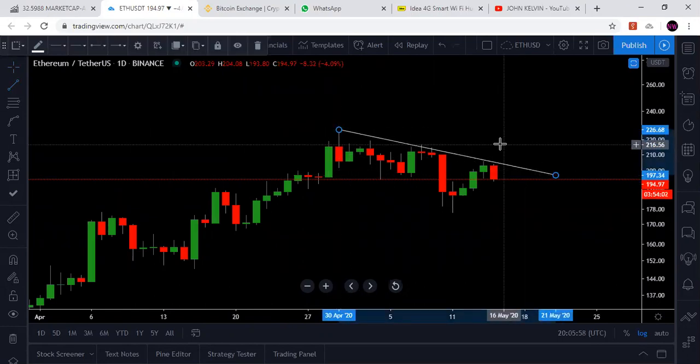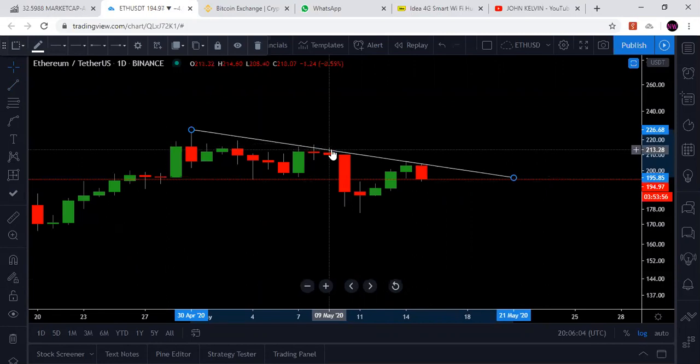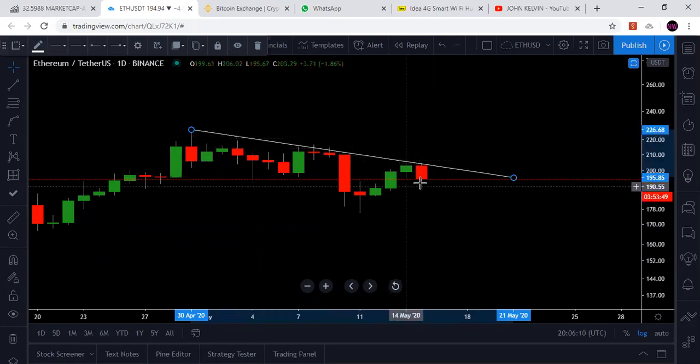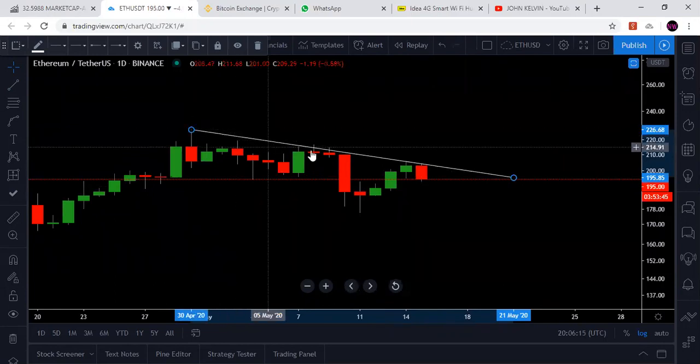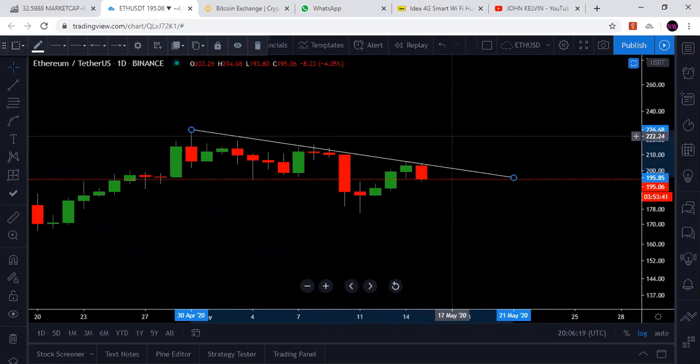Down sloping resistance. You get this. If I put it down to this, you get this rejection again. Rejection wick, pull back now, and we're right at that level again. So until we get the body of the candlestick to violate this psychological resistance to the downside, we're going to see a move to the upside.